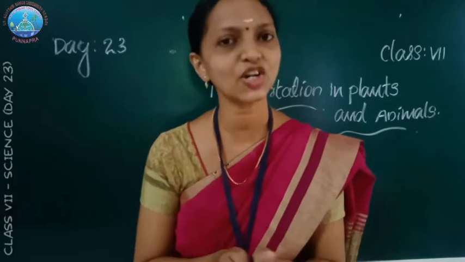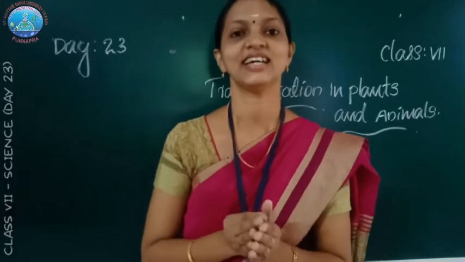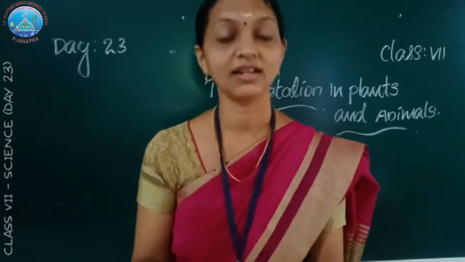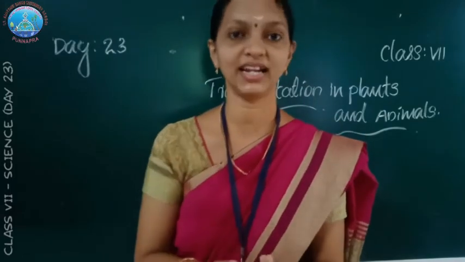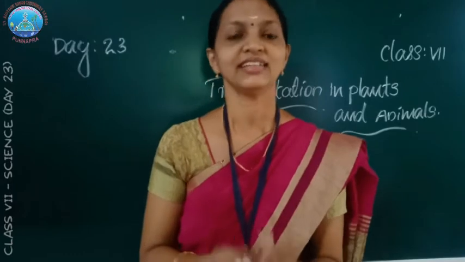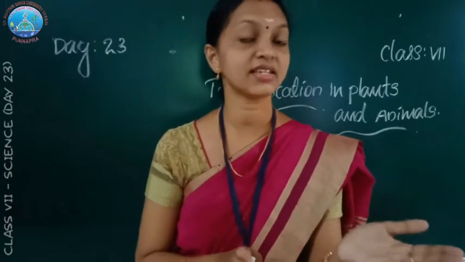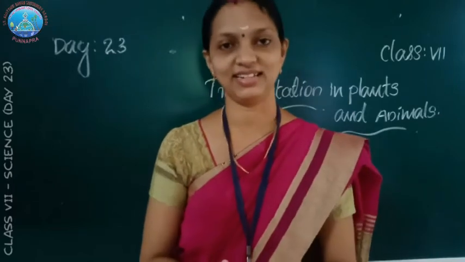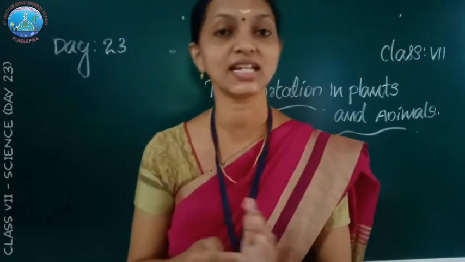Then platelets. What is the function of platelets? Yes, they help in clotting. It stops bleeding. Then there are two types of blood vessels, arteries and veins. Arteries carry oxygenated blood and veins carry deoxygenated blood.